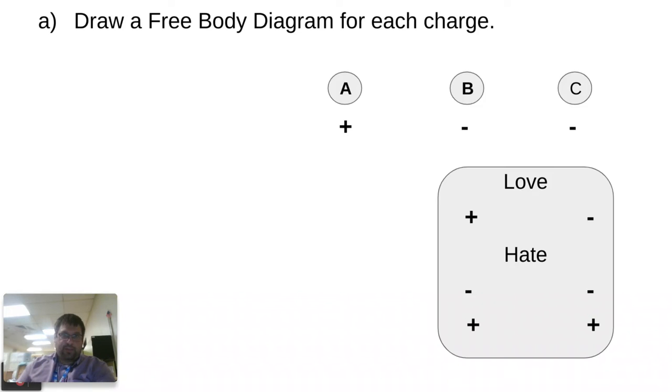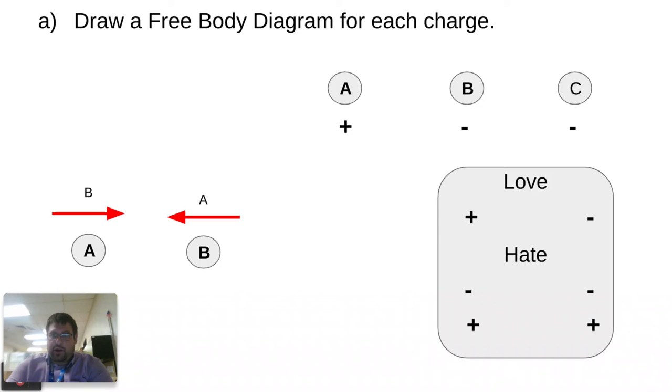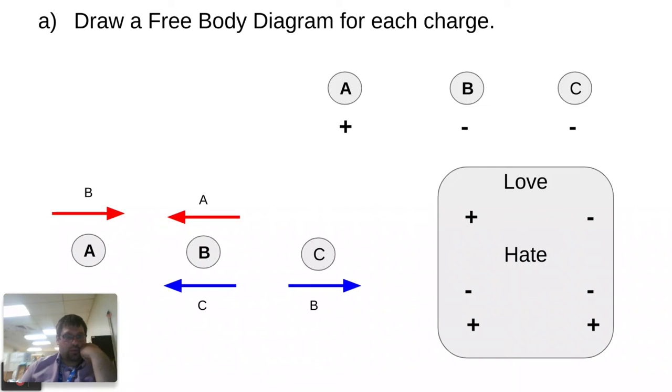So let's talk about the first possible combination, A and B. A and B are opposite charges, so that means they actually love each other. They want to get closer together. So A is being pulled towards B, and B is being pulled towards A. Notice I'm color coding this so that you can see where the arrows are partnered.